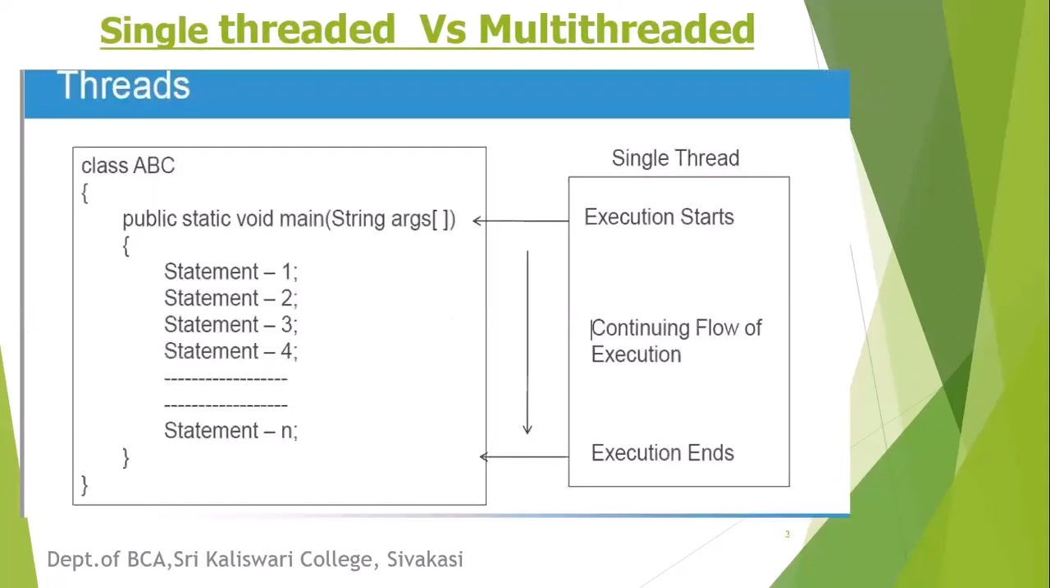You see the example here. There will be a class ABC, public static void main String args, and a set of statements 1, 2, 3, 4, and 5. In the single thread model, the execution starts at public static void main, and the flow of execution continues from the top to the bottom: statement 1, statement 2, statement 3, statement 4, and statement n. After that, the execution ends at the last curly brace. This is the single thread model.